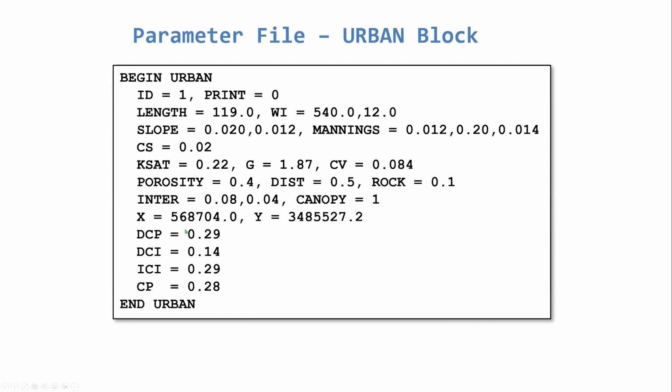Okay, so here are the infiltration values for infiltrating surfaces. Again, same stuff we need for an infiltrating overland flow element. Interception terms, where it's located, XY coordinates. And now what are the percentages of the directly connected pervious, the directly connected impervious, et cetera. Again, these have to add up to 1. And again, that's the urban block, if you will.